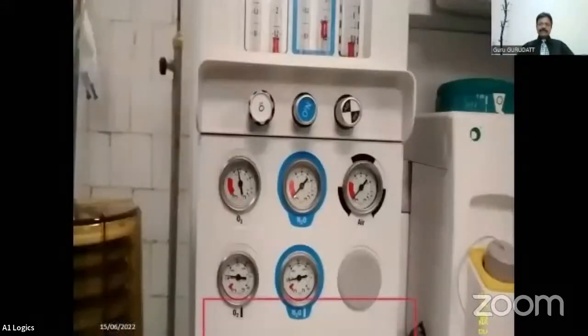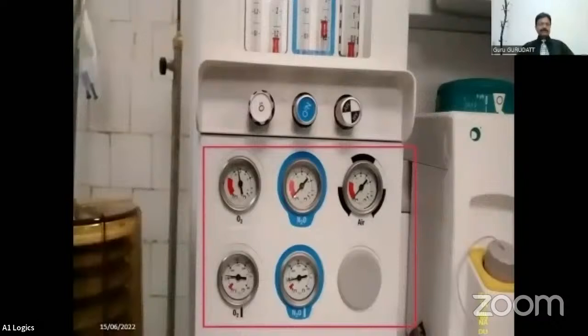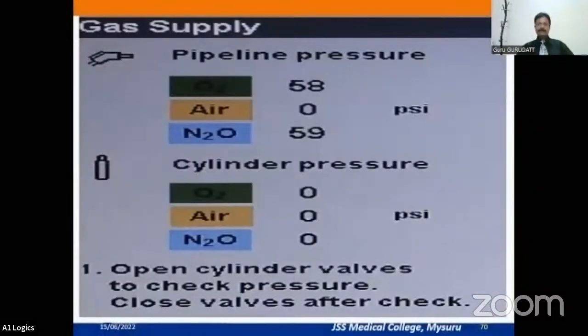So coming to the pressure gauges I told you about. Again, they are just below the flow control knobs in the modern workstations. They are color coded, and separate pressure gauges are also there for the pipeline system, which is again a safety feature that is adopted.